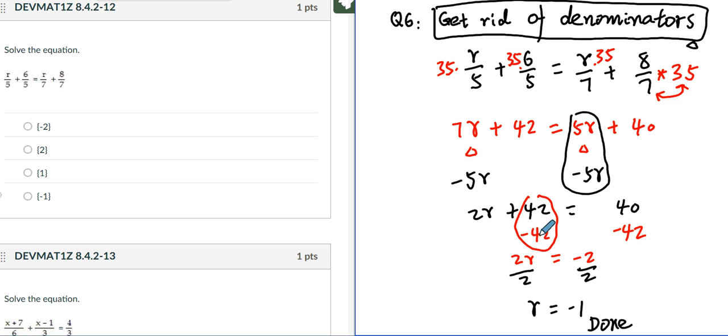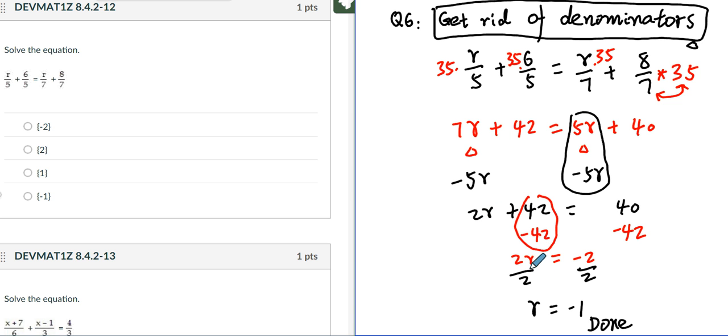So 42, both sides subtract 42. We cancel 42 positive, negative. And here we have 40 minus 42. We have a negative 2. Again, these two are cancelled, so we have a 2r copied here.